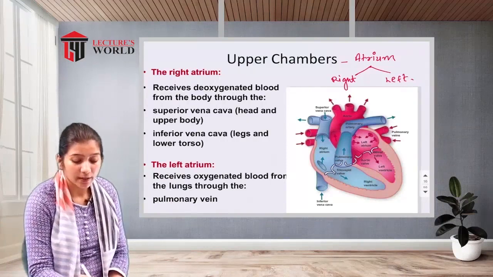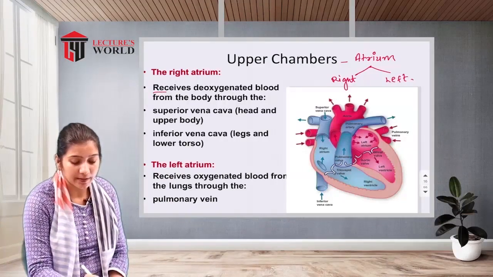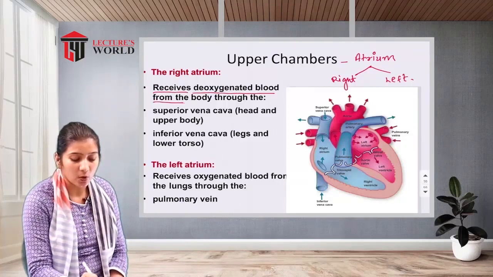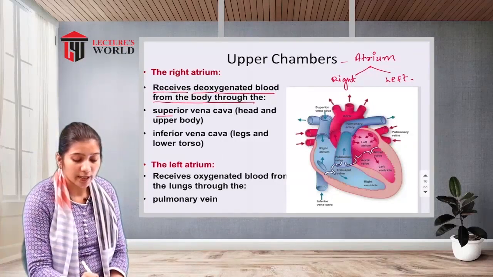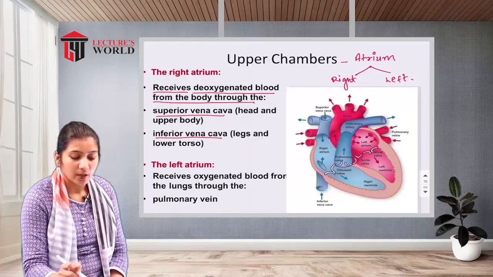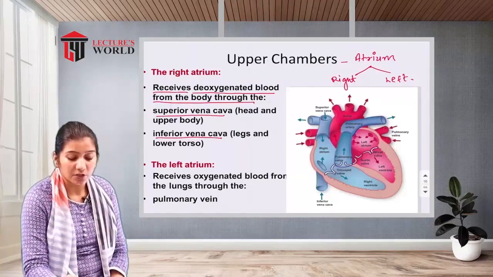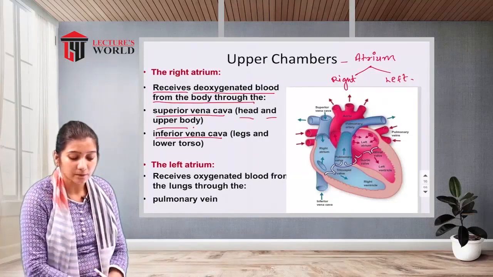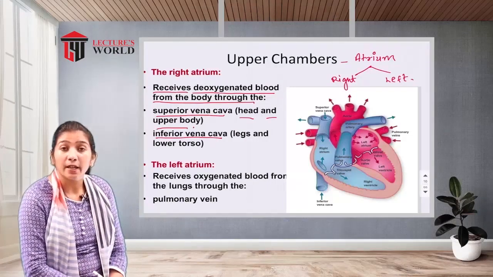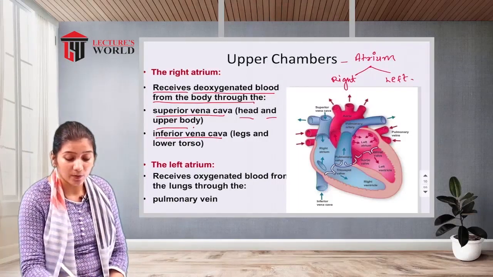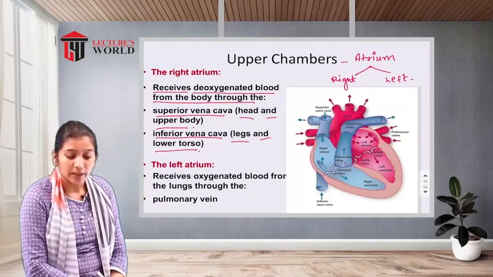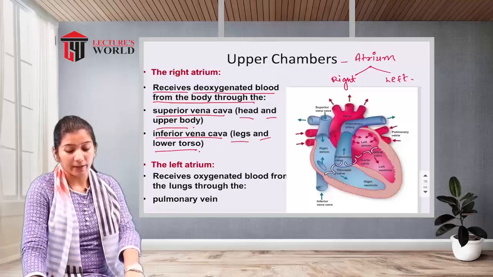So what is that? The right atrium receives deoxygenated blood from the body through the superior vena cava and the inferior vena cava. From the superior vena cava, deoxygenated blood is collected from the head and upper body, whereas the inferior vena cava collects the blood from the legs and the lower torso region. So that is the function of the right atrium.